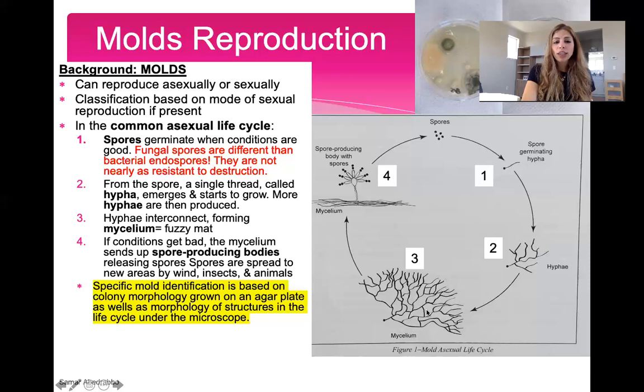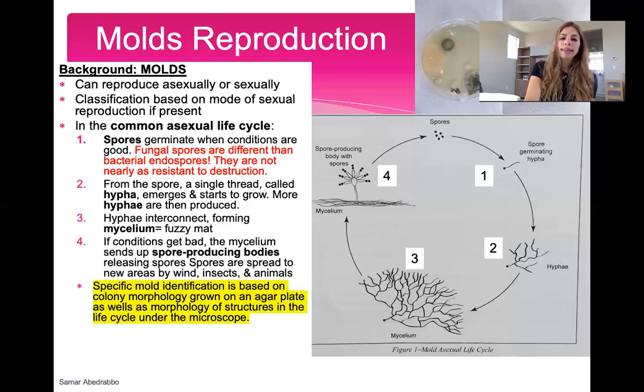If conditions get bad, the mycelium will produce spore-producing bodies and release spores, and then the spores can be carried out to a better environment through winds, insects, and animals. So again, this is the life cycle. We get spores, they germinate into hypha, hypha become hyphae, so more threads. When you have a lot of them, they interconnect to form mycelium. Then when conditions are not good, you get spore-producing bodies that produce spores. This is the asexual life cycle of a mold.